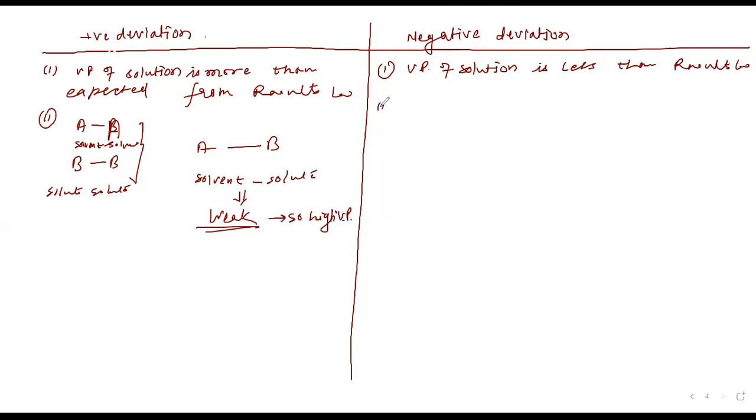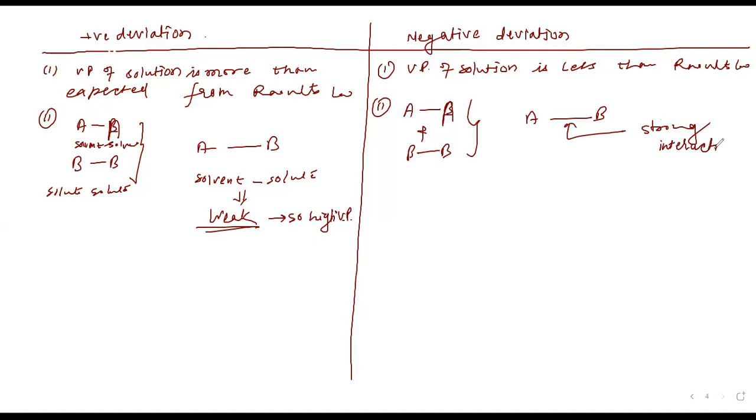Now here you see A-A and B-B. If you are mixing them, it is going to be A-B. In case of negative deviation, this is a strong interaction. If it is a strong interaction, it will hold together, meaning it is not going to vaporize. Not vaporizing means low vapor pressure. Got it?